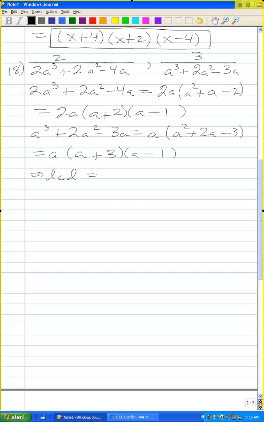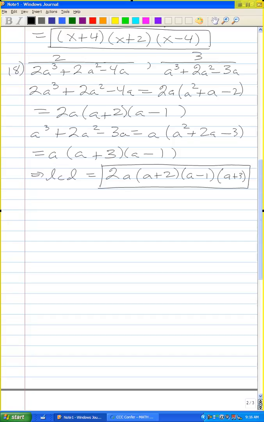Therefore, the least common denominator of all the denominators is just going to be, well, the highest power of 2 is 2. Of a in common is a. Of a plus 2 is a plus 2. Of a minus 1 is a minus 1. Of a plus 3 is a plus 3. And that is the least common denominator, the least common multiple of all the denominators in this particular problem.